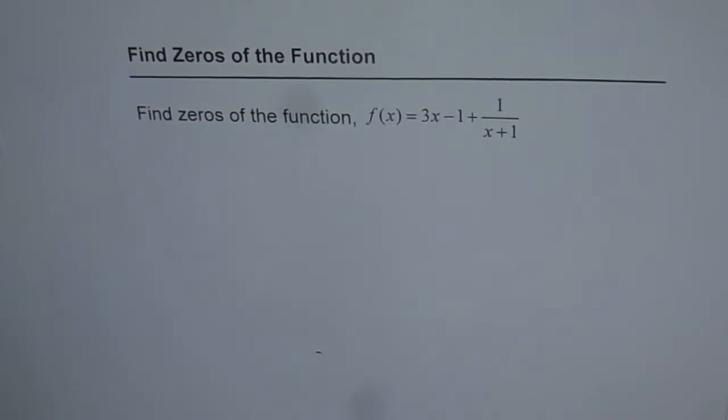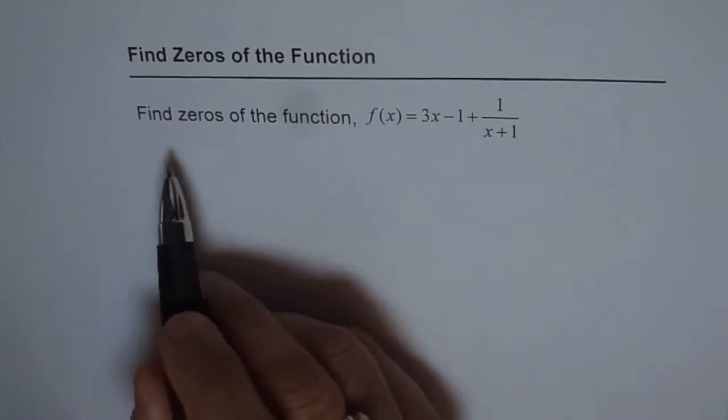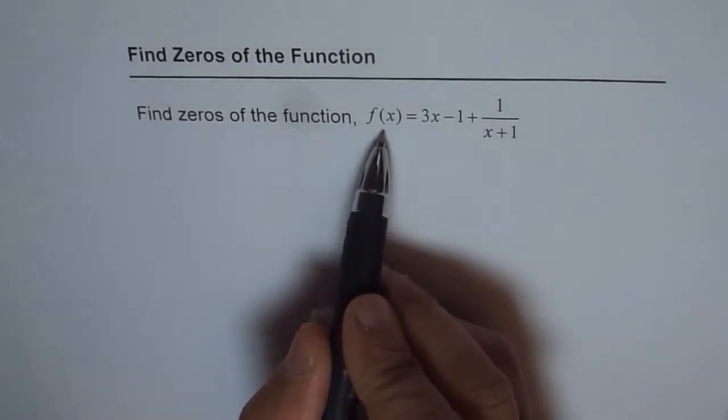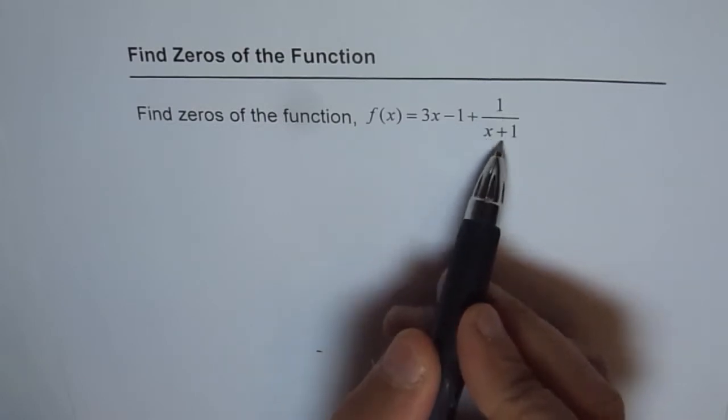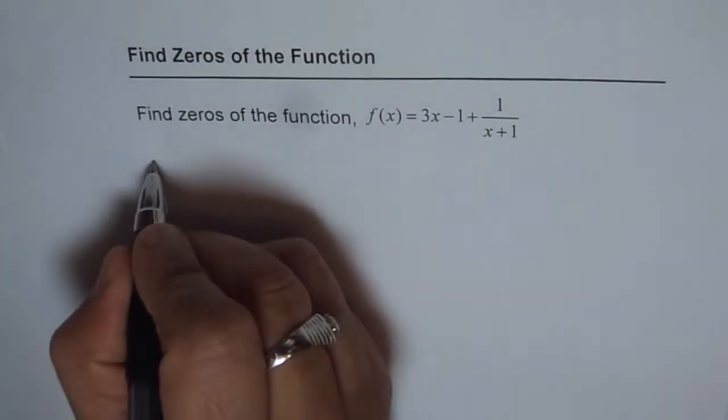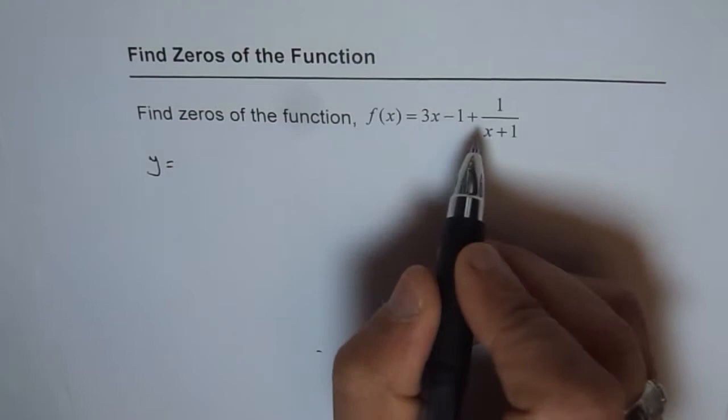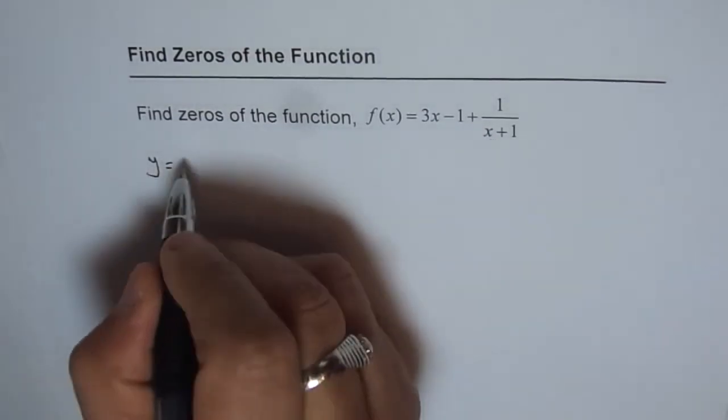Here is a very interesting thinking question. Find zeros of the function. Find zeros of the function f of x equals 3x minus 1 plus 1 over x plus 1. So in these kinds of equations, what we should do is take a common denominator and then solve.